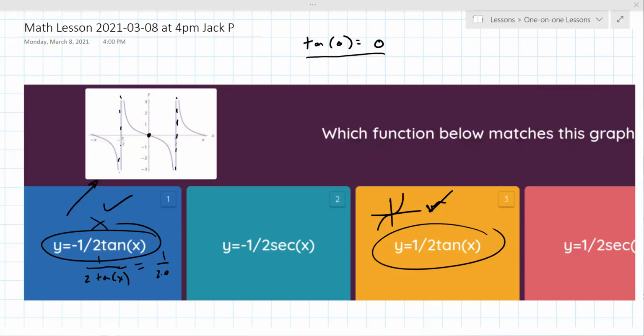How do you find the period? Is it just 2 pi over b? It depends on whether it's a sine, cosine, secant, cosecant, tangent, or cotangent. If it's just sine, cosine, is it just 2 pi over b? It is 2 pi over b. Yeah, that's number 2 there. That's great.